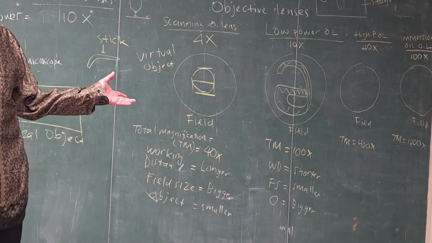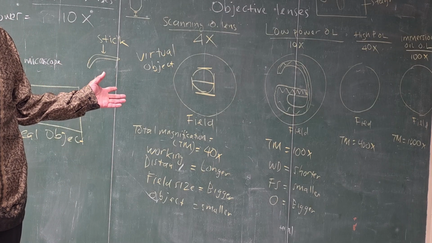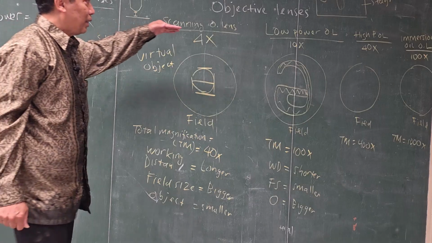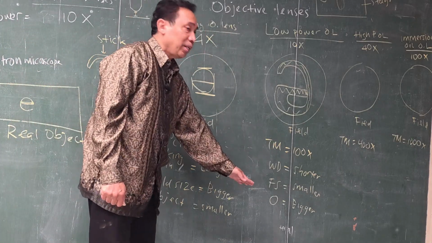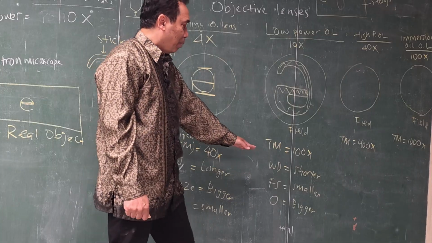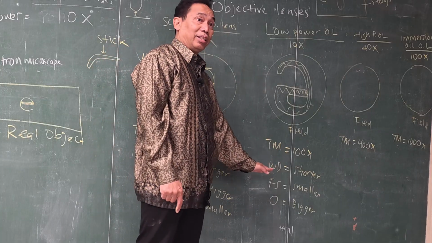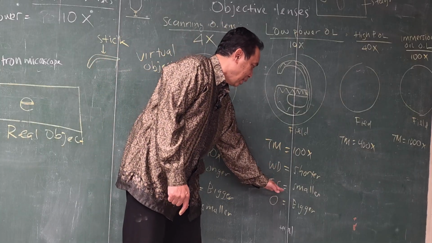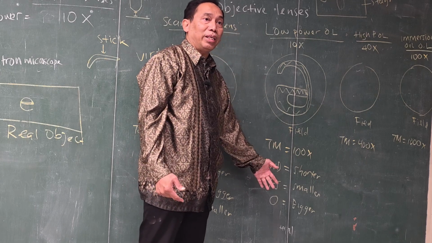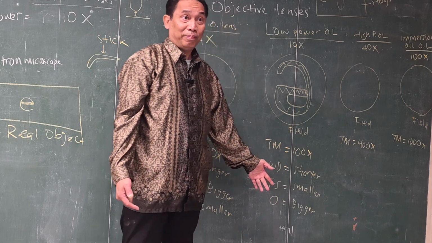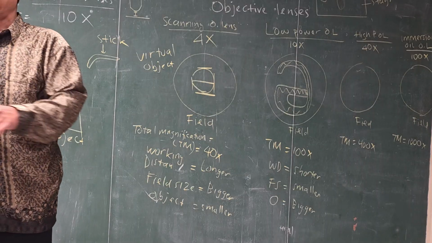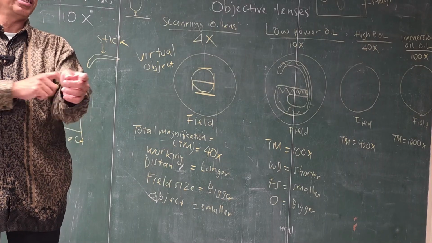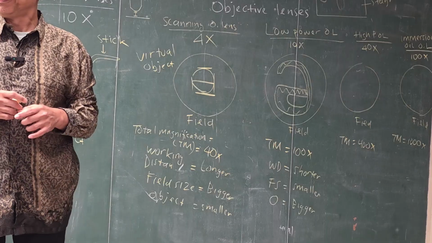That's the condition that you see when you use the microscope. When you increase the magnification, the TM increases, the object increases, right? The WD decreases, the field size also decreases. Get it? Right.